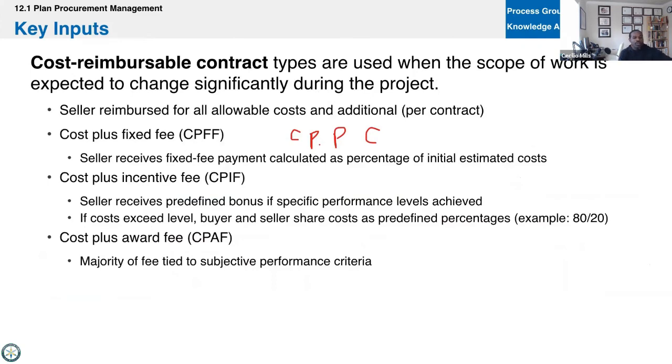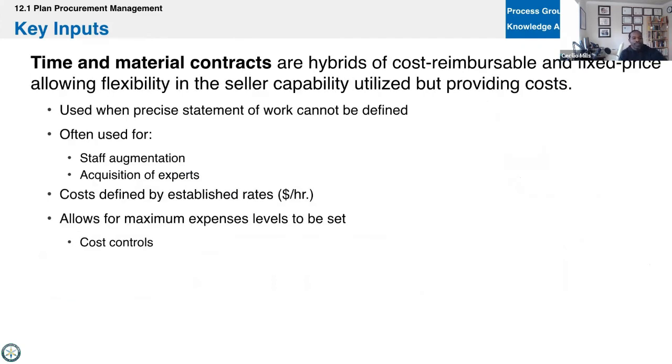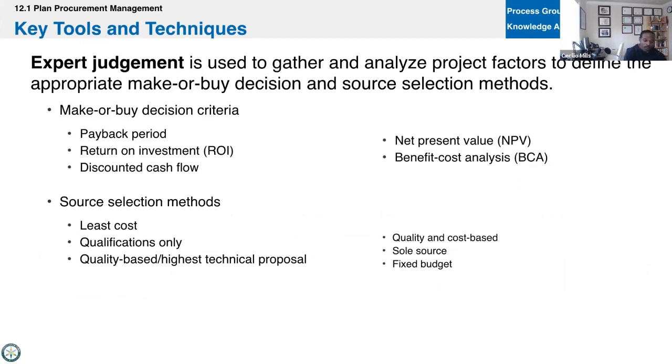Okay, so we got those. We got cost reimbursable, time and materials, pretty straightforward. That's your hourly. And remember, we use contract types to shift risk. That might be a question on the exam. The whole idea is that if I'm the buyer, I want to move you from time and materials or cost reimbursable over to fixed price. And if I'm a seller, I want to move you from fixed price over to cost reimbursable or time and materials.